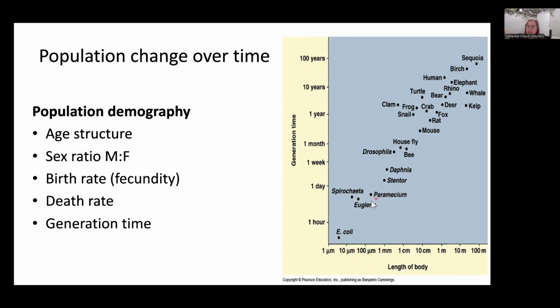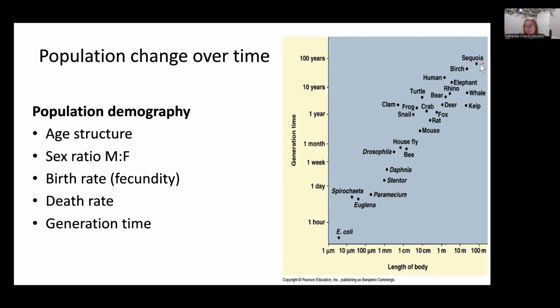Euglena, paramecium, these are bigger, but they're still microbes. We looked at these last term. These are our cute little protozoa. They have a reproductive generation time of less than 1 day. Stentor and Daphnia, these are also microbes that we looked at. They have a reproductive time of less than 1 week. What's the point? We have a trend. The bigger your critter gets, the longer the reproductive generation time is.